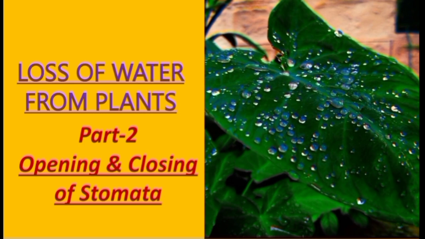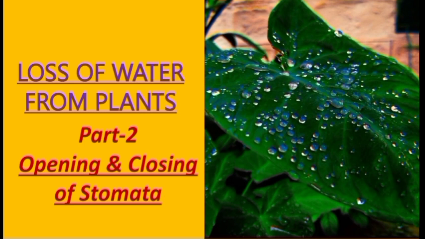Mranali Chauhan. Today we shall continue our topic of the last video, loss of water from plants. In this second part we shall discuss the opening and closing of stomata. As we studied in our last video, the loss of water by the plants in the form of water vapor is known as transpiration. 80 to 90% of transpiration occurs through stomata.